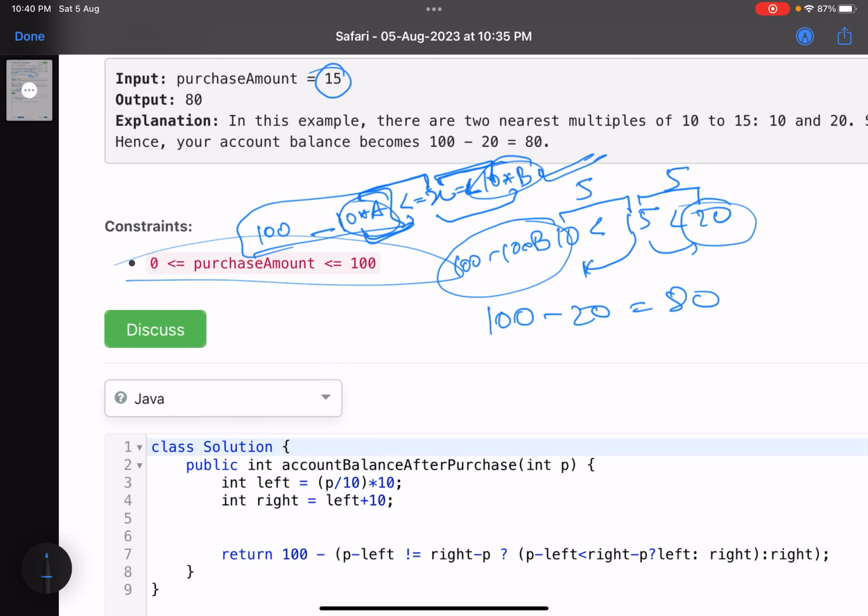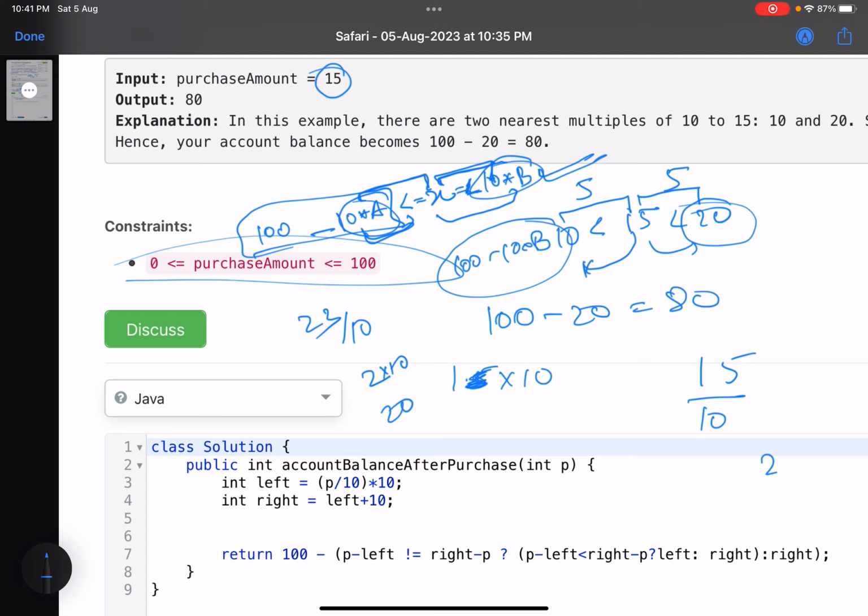Suppose I'm given a value, let's call it 15. If I divide it by 10, what do I get? I get 1.5. Since this is an integer, the decimal part will be gone. And I multiply it by 10. Getting it? Take another example. Suppose I have 23. Divide it by 10, you get 2. Multiply it by 10, you get 20. What I mean to say, this is a technique to find the multiple of 10 which is just less than or equal to a given value.